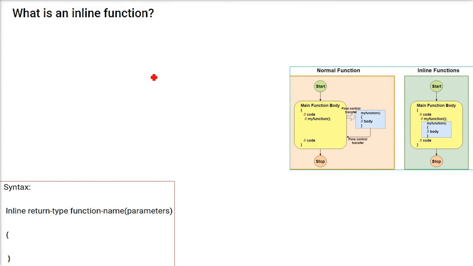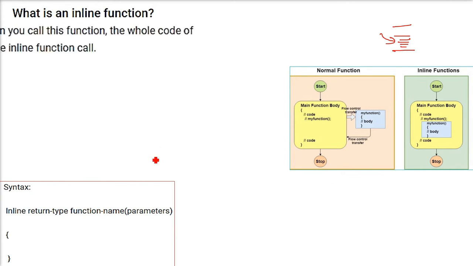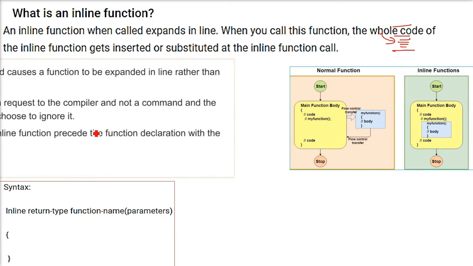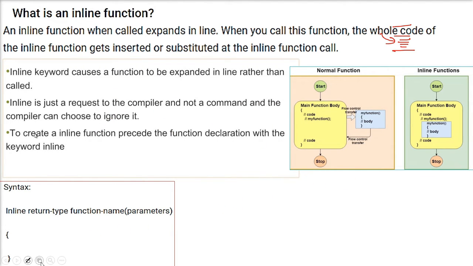What is an inline function? The name itself is saying it: the inline function. That is, whenever the function is called, the control will not pass. That function will be embedded. The lines will be embedded here. Right? An inline function, when called, expands inline. That is, whenever you call this function, the whole code of the inline function will get inserted, will get substituted, will get embedded at the inline function call. So you have to use the inline keyword here.